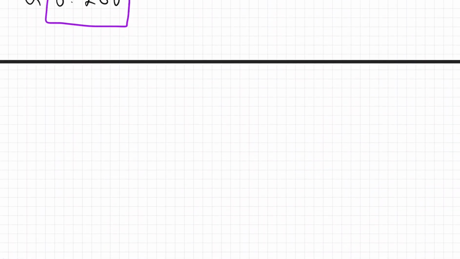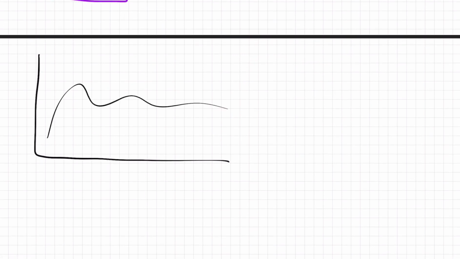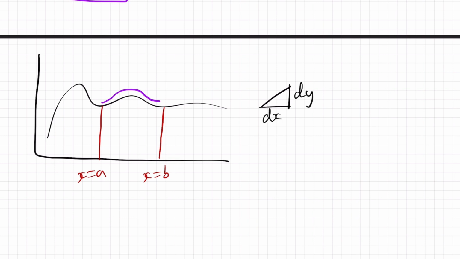So let's just draw out some random curve. Let's just have another f of x. Let's have this. And let's say you wanted to work out the arc length from x equals a to x equals b, like so. So what we can do is we can use our triangle splitting method. Just going to draw out a general triangle here. So we have dx and we have dy, and this arc length is going to be the square root of dx squared plus dy squared, of course.